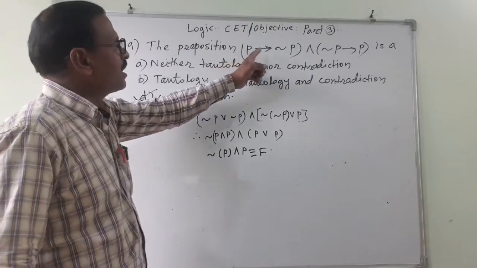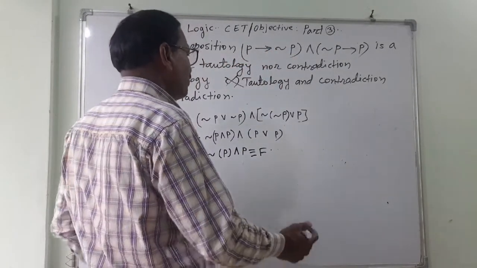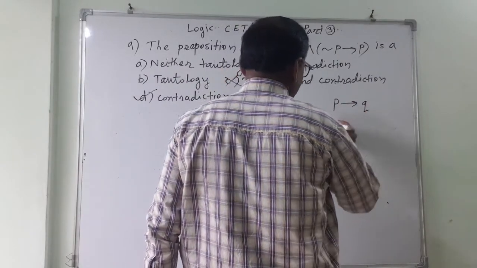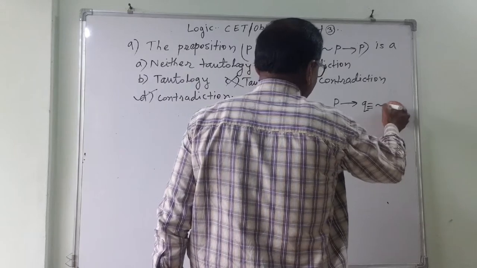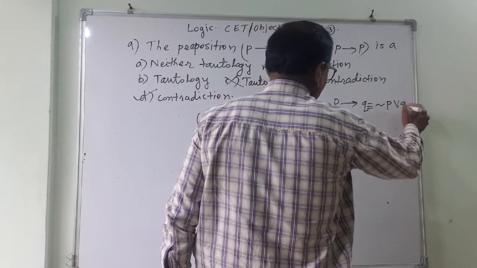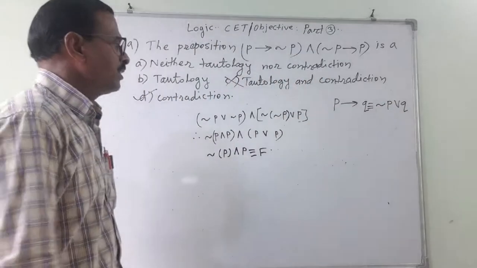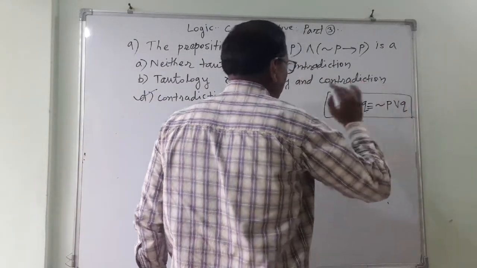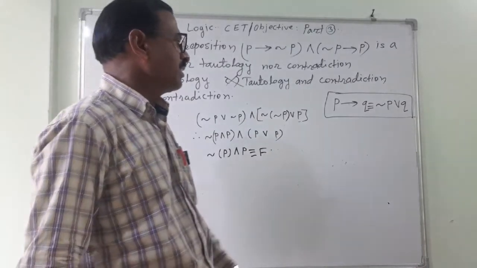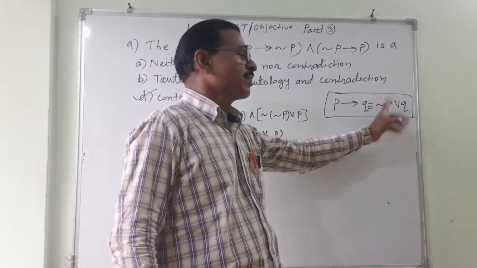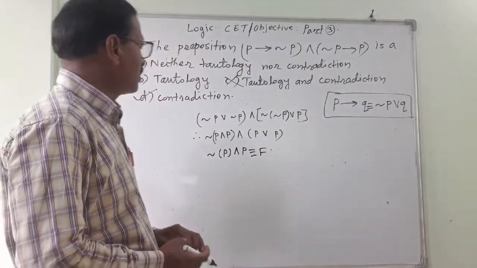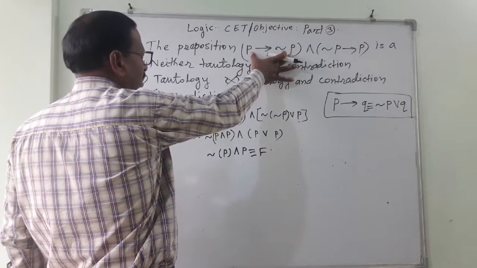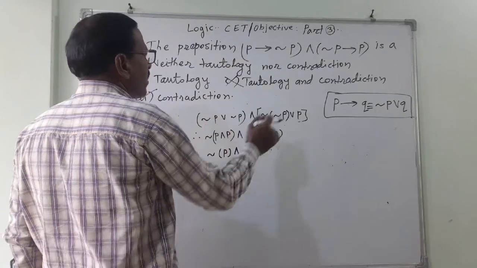See that P implies negation Q. What is the meaning of P implies Q? This is equivalent to negation P or Q. This is the implication meaning. The truth table of this and the truth table of this are the same. So now this much part I am writing here, the equivalent.